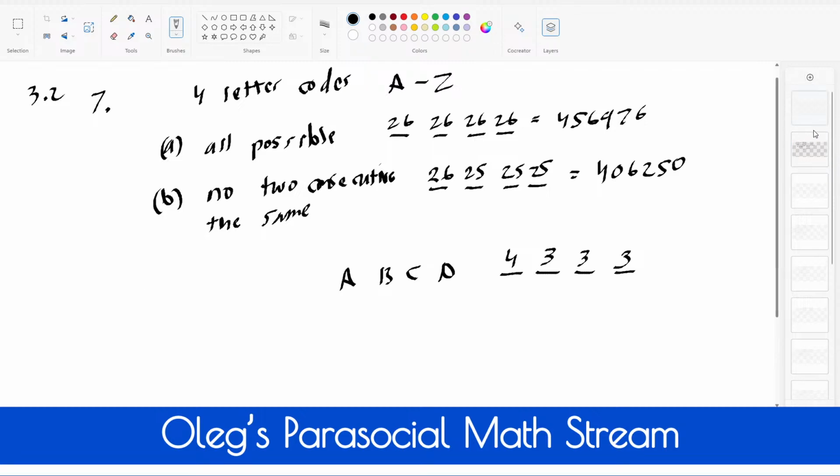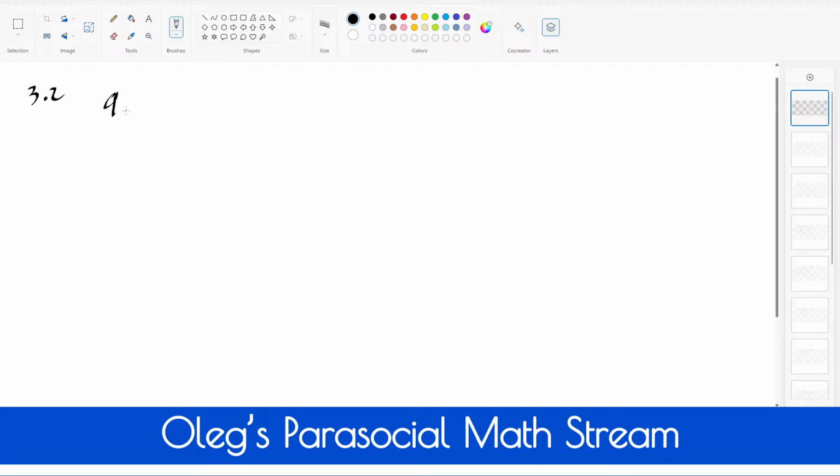Let's go to 9. A new car comes in a choice of 5 colors. So it's not a Ford Model T. 3 engine sizes and 2 transmissions. How many different combinations are there? Okay. So we have 5 colors, right? 3 engine sizes, and we have 2 transmissions, so automatic and manual.